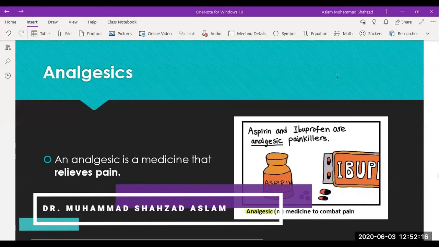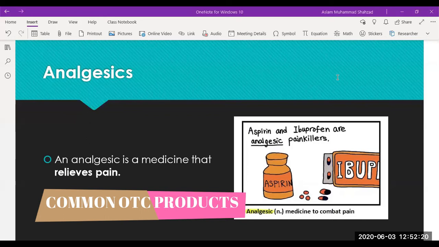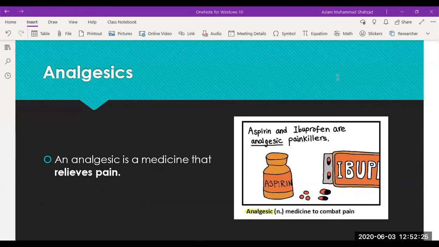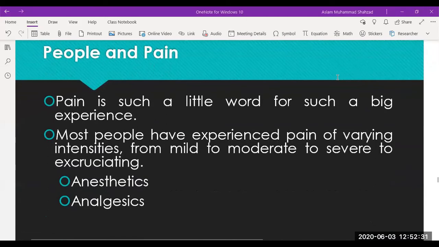In this lecture, we are going to discuss the common OTC drugs that are available in the market. Number one, we have analgesics for relieving pain, such as ibuprofen and aspirin, which are used as painkillers. Then, what actually is pain? It is a big word because it can vary in intensity, whether mild, moderate, or severe.